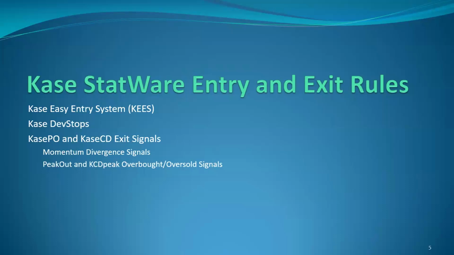So obviously that's used for timing entries. Our Dev Stops, which are used as a trailing stop to manage risk. And then our Kase PO and KCD momentum oscillators that give us our exit signals, momentum divergence signals, and then what we call PeakOut and KCD peaks, or basically they're overbought, oversold signals.